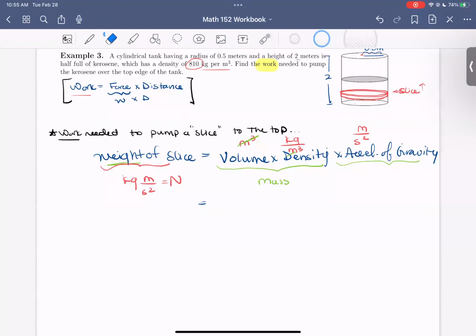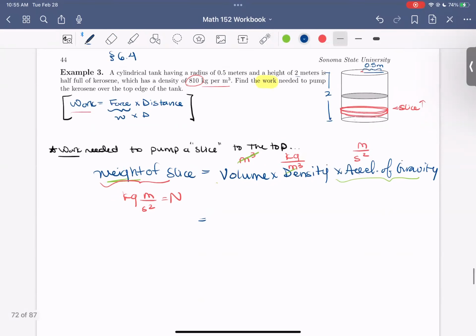Okay, so let's first determine the volume of a slice. So what kind of shape does this slice have? We see it's a little slice out of a cylinder, so it looks like a disc or a very short cylinder. To compute the volume there, we can use these dimensions given to us for the tank. So the disc has a radius of 0.5 meters.